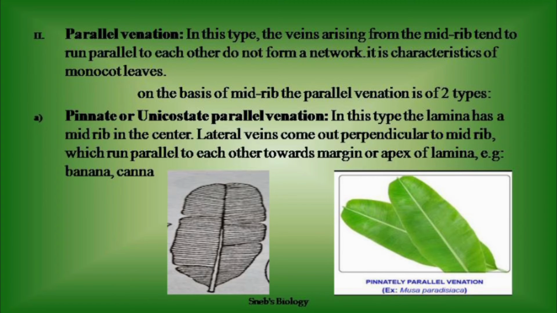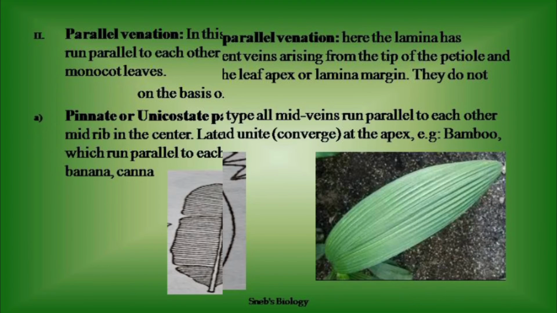In case of unicostate, the leaf is going to have only one main vein, and the branches which arise from the main vein are going to be parallel to each other. So we don't see any kind of network as was visible in reticulate venation. For example, Musa, Canna, etc.